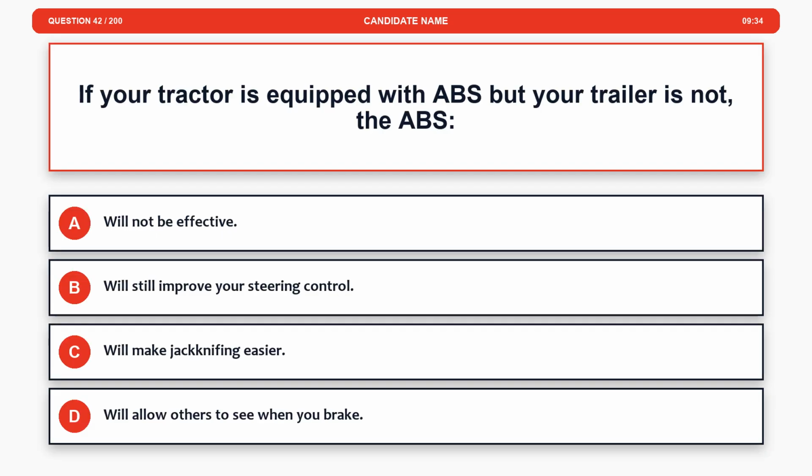Question 42. If your tractor is equipped with ABS but your trailer is not, the ABS. Option A, will not be effective. Option B, will still improve your steering control. Option C, will make jackknifing easier. Option D, will allow others to see when you brake.